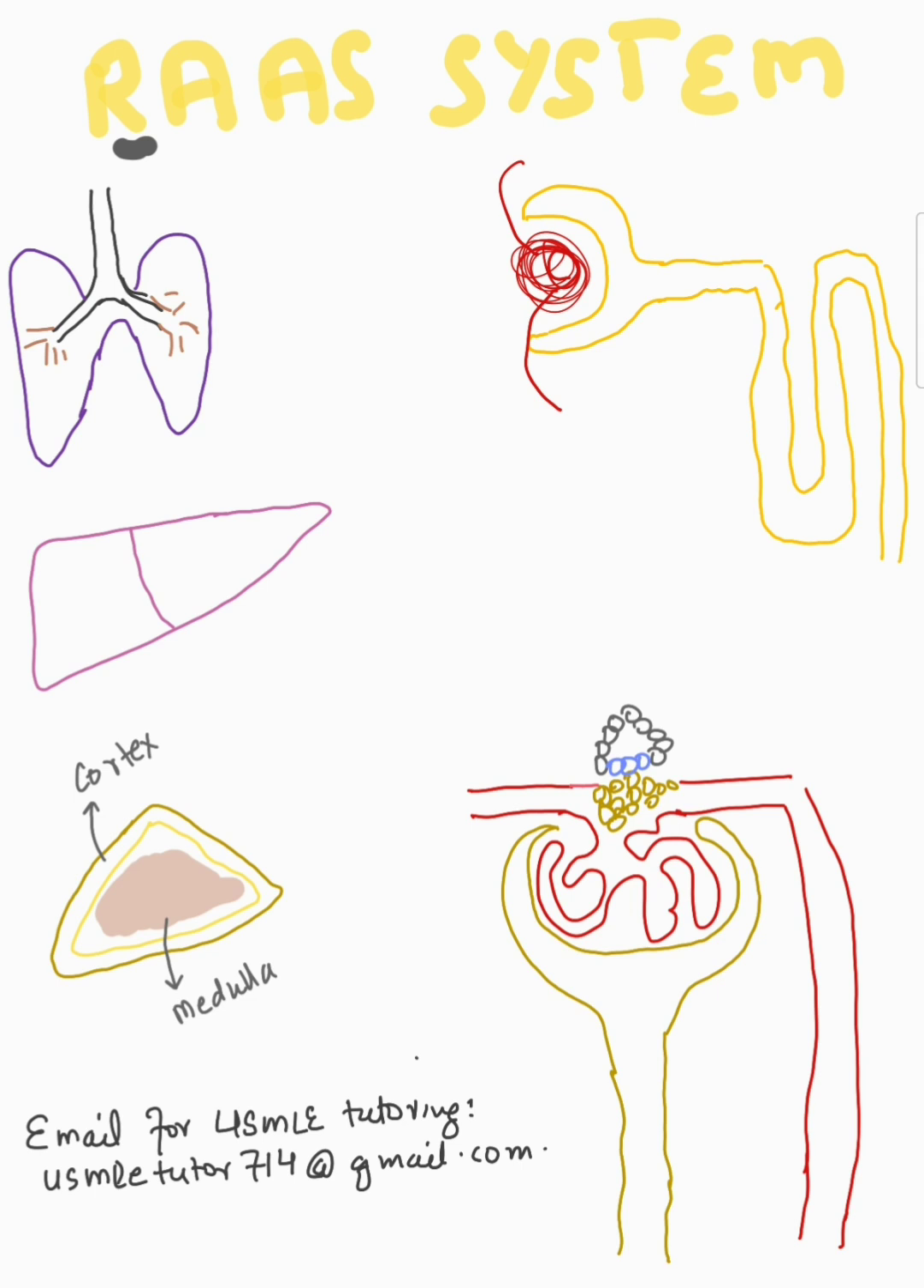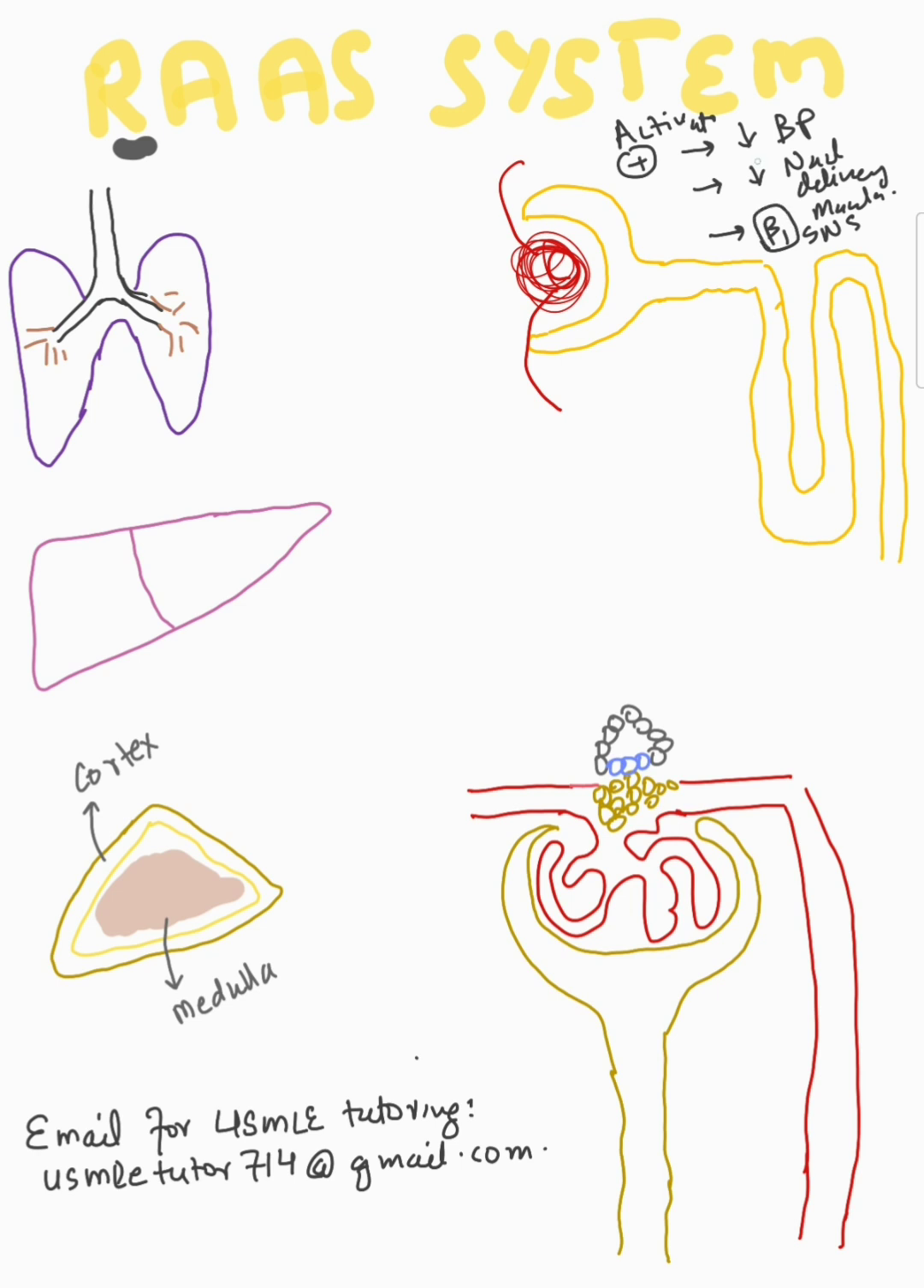So now the first thing you need to know is when the RAAS system gets activated. Remember, there are three main triggers for RAAS system activation. These are all the activators, so they will activate it. The first, by far, is decreased blood pressure. Second is decreased NaCl delivery to the macula densa, and we're going to talk about this little by little, the macula densa and all of the other stuff. And the third is beta 1 sympathetic stimulation, SNS stimulation, sympathetic nervous system stimulation, beta 1 receptor.